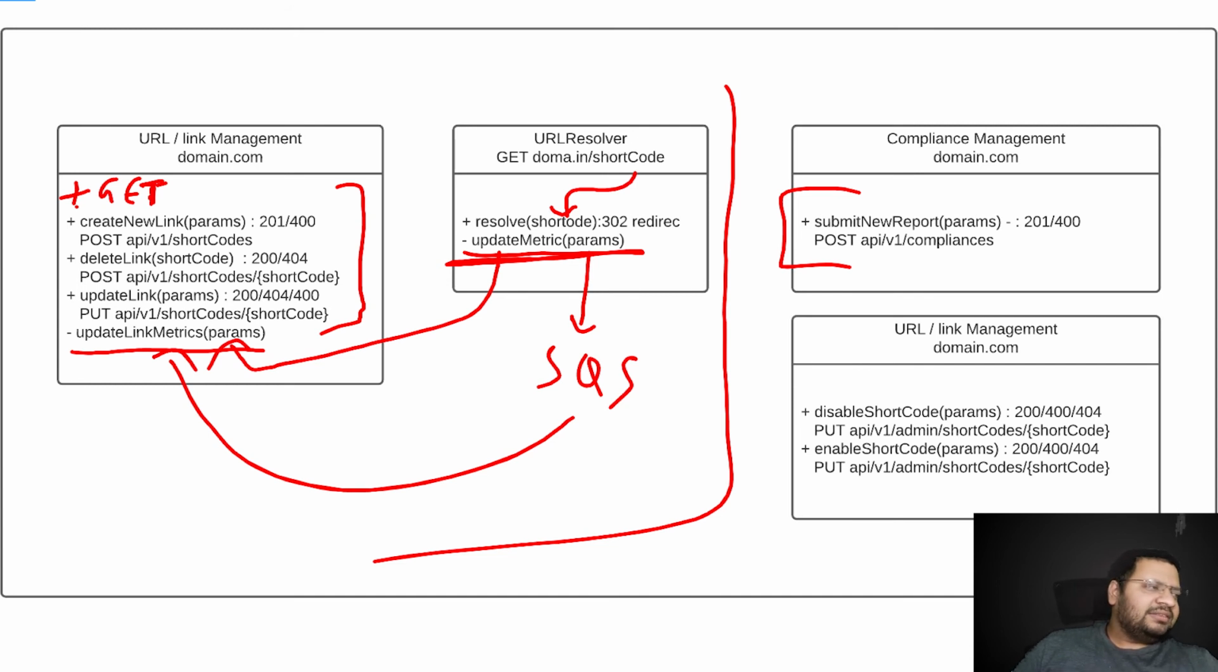Now, on the same lines, there would be admin operations where you can disable or enable links. So those are covered over here. These are the high level abstract services that we would be having.